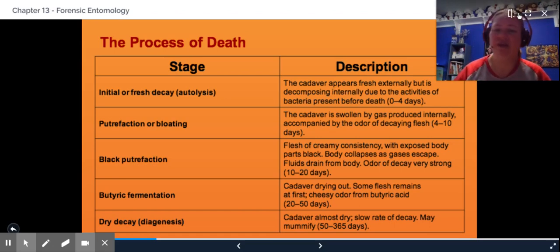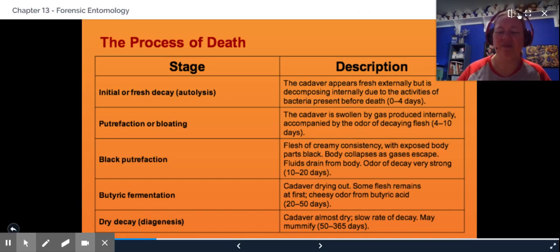Black putrefaction is where the body's going to split in certain areas. The skin's going to split because the gas buildup has caused weakened areas. Gases are going to escape, and the body's going to start collapsing. Everything's going to be black, and it's going to be a really, really strong odor. This is about 10 to 20 days.